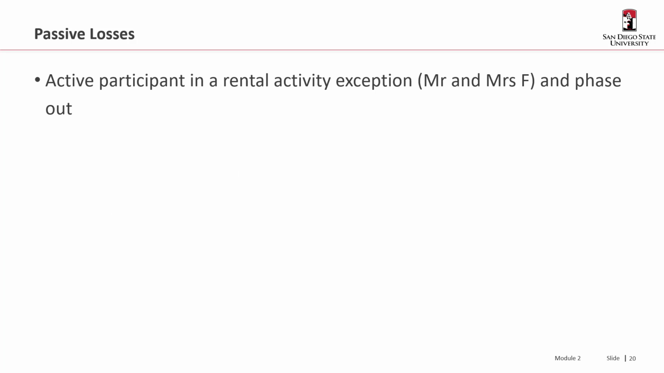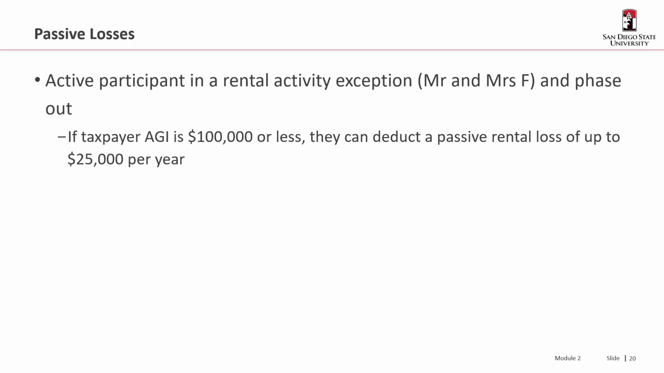All right, so the first rule is you have to be an active participant in a rental activity. Okay, so remember, rental by default says it's passive, even if you're a material participant. If you are actively participating, which is a lower threshold than material participation, that means you do things like approve tenants. You look at the utilities. You maybe sign the lease contracts. You haven't turned everything over to a management company. So as long as you're an active participant, the phase out starts at 100,000, right?